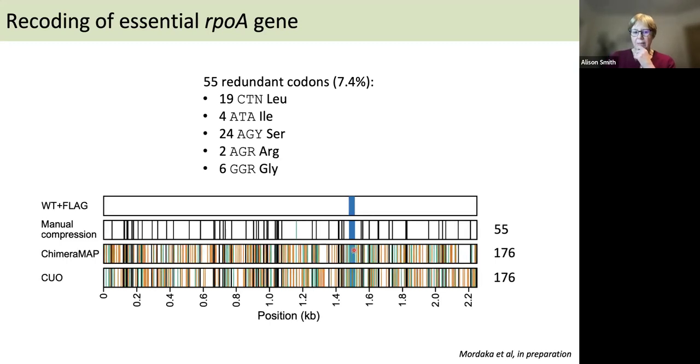In addition to the simple manual compression, Pavel used 2 programs which had been proposed to facilitate randomization of codons within any one gene. One was called Chimera map, one was called CUO. And the reason for doing that was to detect the tolerance of changing the codon so radically within the chloroplast, and also to try to minimize homologous recombination to the maximum extent.